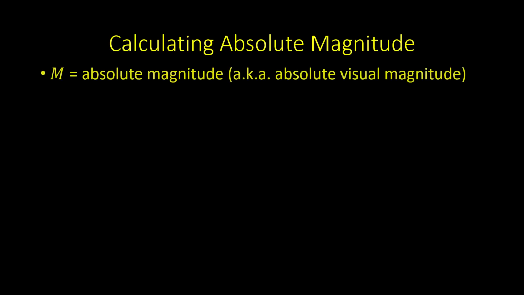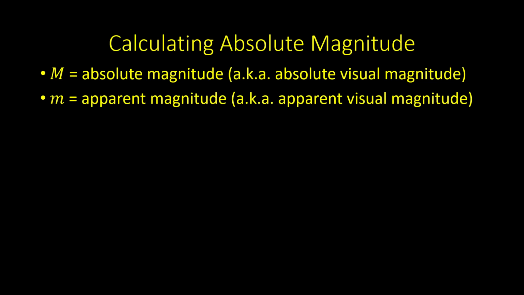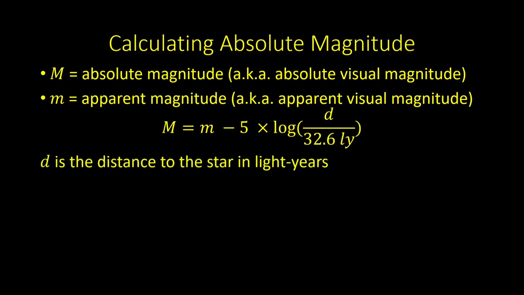Some things that we'll use in our calculation are letters to stand for things. Capital M will be the absolute magnitude. A lowercase m will be the apparent magnitude. That's the magnitude we sense when we look at the star. And here is the formula for calculating this. A few things may be a little bit new to you. For one thing, there's a logarithm in there. Also, there's a variable I hadn't defined yet, d. That happens to be the distance to the star in light years.